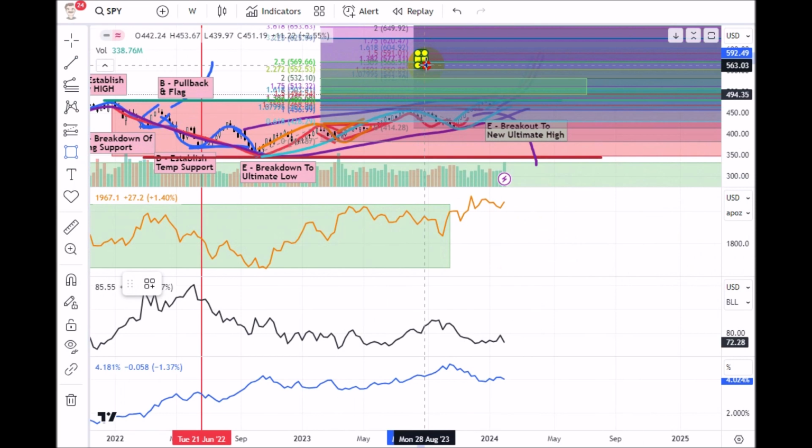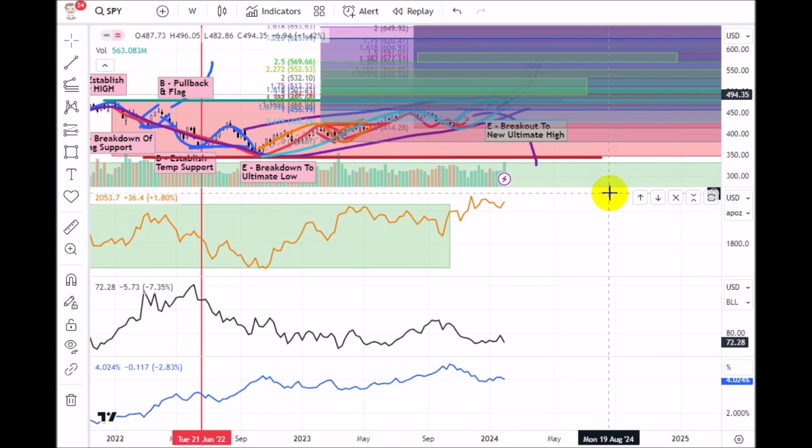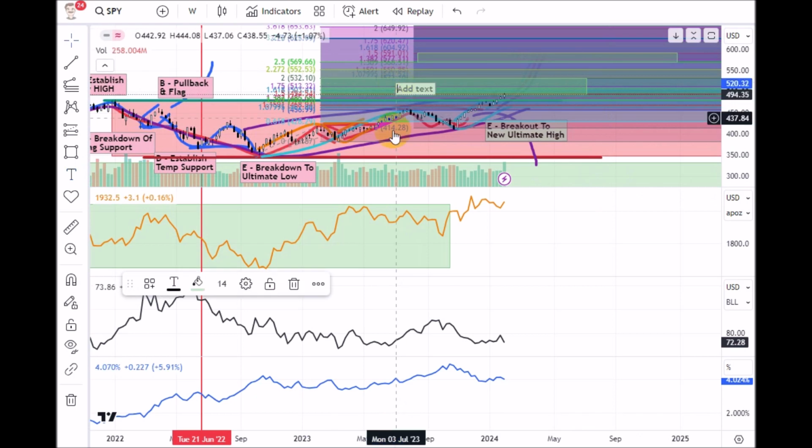Possibly higher. So I know it seems a little sketchy. Find that other area, 550, 568 to right here. So you have targets here of roughly 532 to 494.